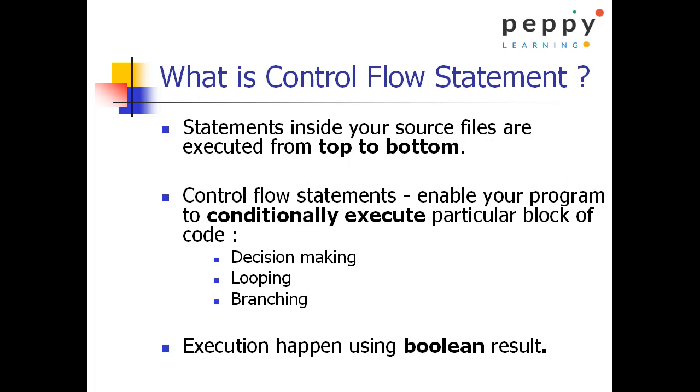What is a control flow statement? Statements inside your source files are executed from top to bottom. It is called sequential execution. Control flow statements enable your program to conditionally execute a particular block of code using decision making, looping, and branching statements.